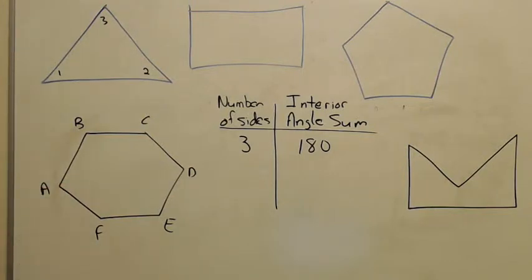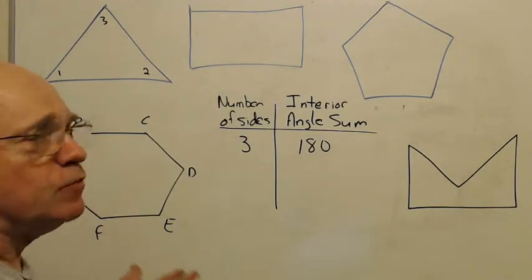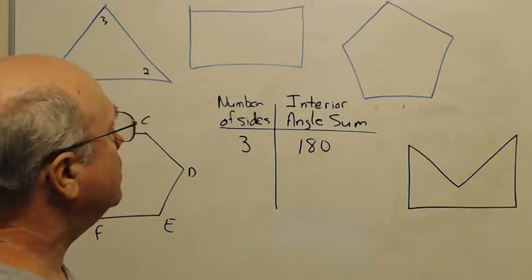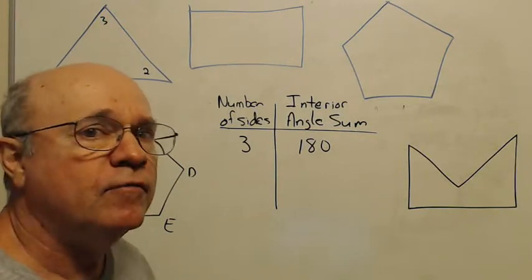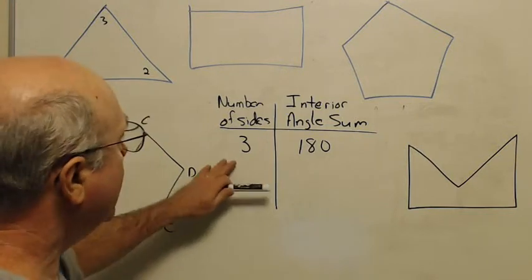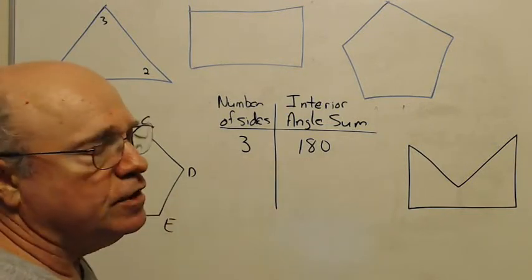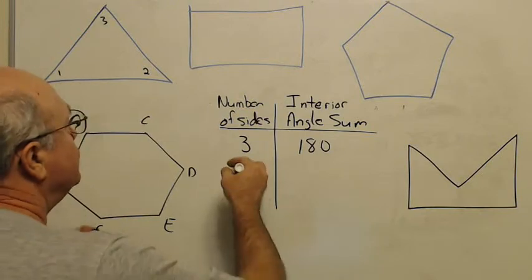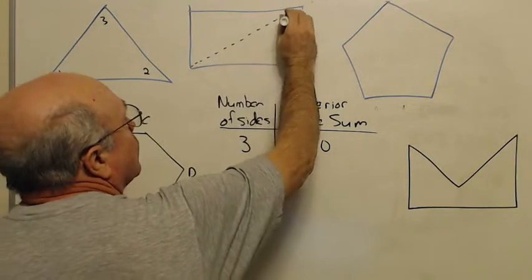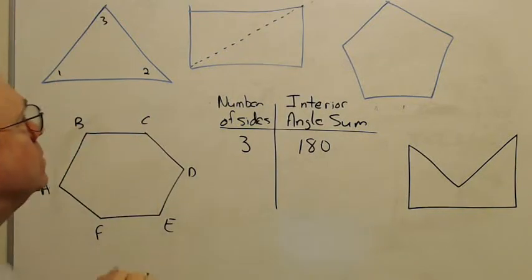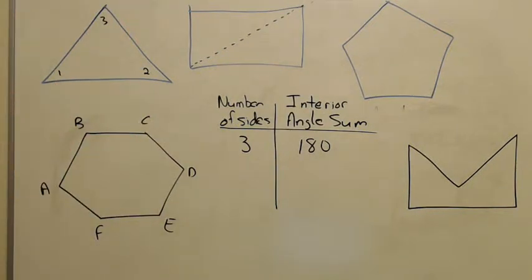Okay, so let's move on to 4 sides. Well, we don't have a rule for that one, but like we've done in most of the class, we're going to try to reason what we don't know from what we do know. We know that triangles have 180 degrees for their 3 angles. So the process is, we're going to draw a diagonal. A diagonal connects 2 non-consecutive vertices.